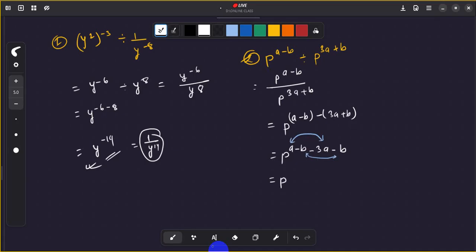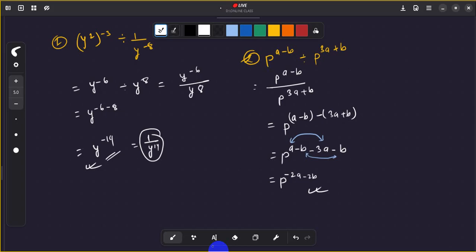Now p stays as it is, this base. a minus 3a is minus 2a. Minus b minus b is minus 2b. So we got p to the power minus 2a minus 2b. p to the power minus 2a minus 2b. So this is our answer.